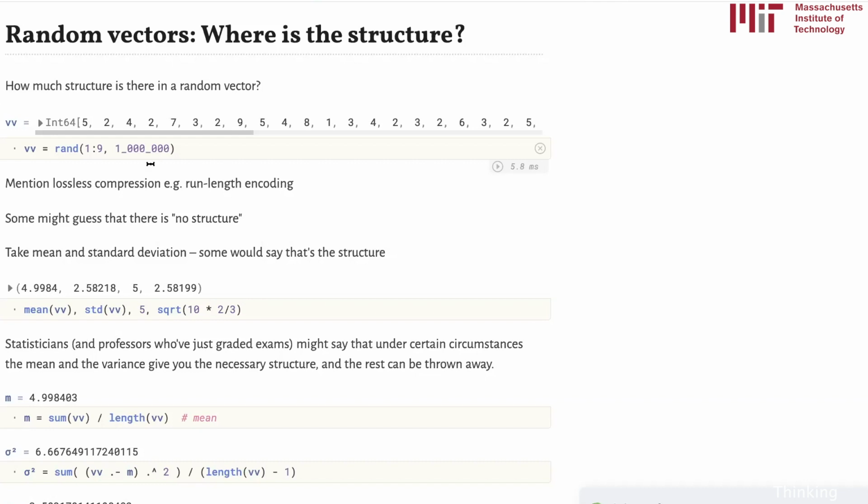So I'm just going to take the mean and the standard deviation, and just for fun, pointing out that because these are random numbers, I know the theoretical limiting mean is 5, and the square root of 20/3 is the standard deviation. But the main point is that sometimes, and again, it depends on context, the mean and the standard deviation is enough information from this vector, and you could throw away the 1 million numbers.